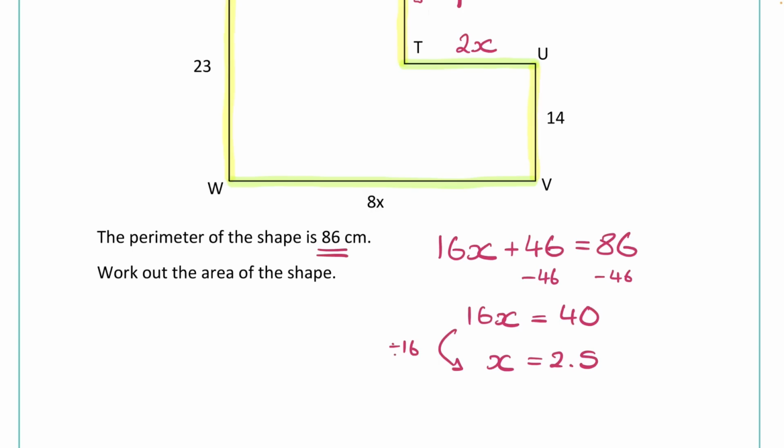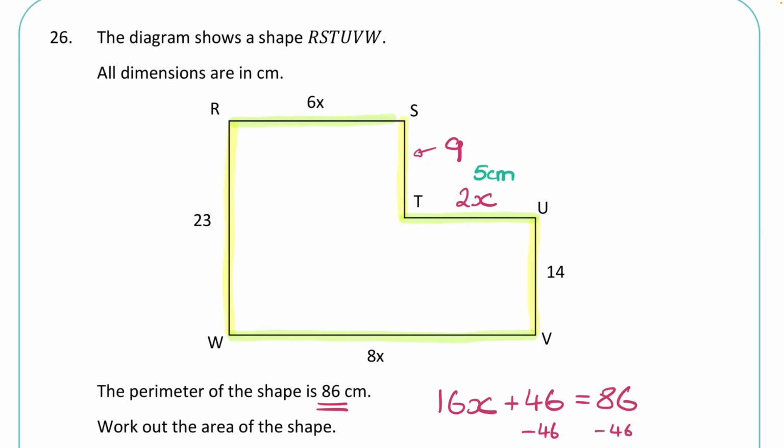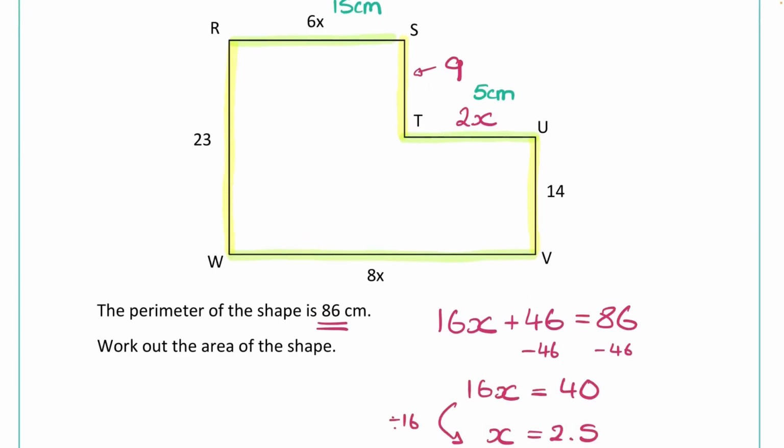Instead of writing them in terms of algebra, we can write them as an actual number. So the 2x length, well, that will be 2 times 2.5, so that's 5 centimetres. 6 times 2.5, and we can just do that on the calculator, comes out as 15. So this one here is 15 centimetres. And the bottom length, therefore, is 20 centimetres.